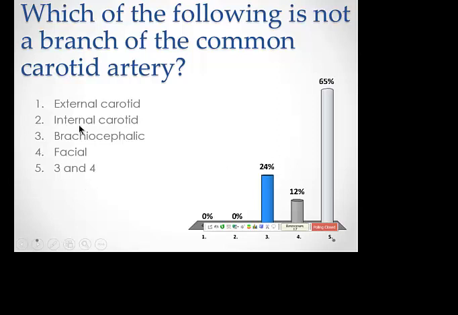Very good. Yes, the brachiocephalic and facial are not branches of the common carotid artery. The brachiocephalic on the right side gives rise to the right common carotid and right subclavian. So the common carotid is a branch of the brachiocephalic, and only the right one. It's not the other way around. Remember that example I gave you: facial is a branch of the external carotid, so it's not a branch of the common carotid.